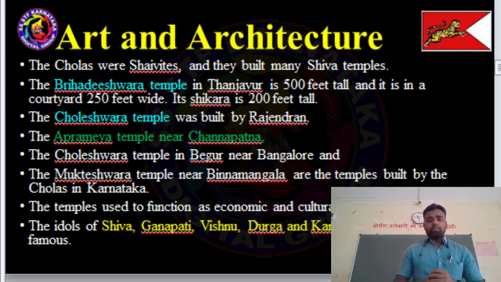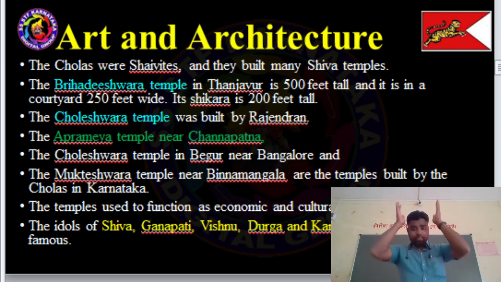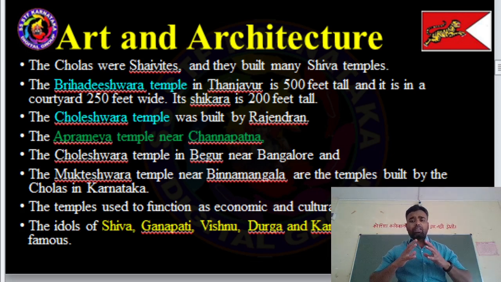One very good example is the Brihadeshwara temple in Thanjavur, which is a very huge temple constructed by the Cholas, a very tall one. It is 500 feet tall and in a courtyard 250 feet wide, and its shikhara, that is the kalasa, is 200 feet tall. So it is the biggest temple, which can be seen still today in Tamil Nadu, constructed by the Cholas.